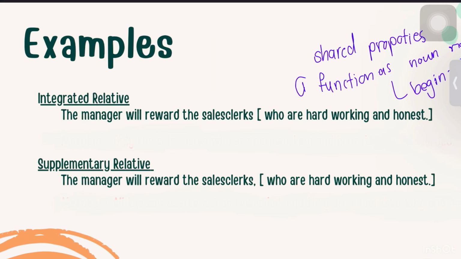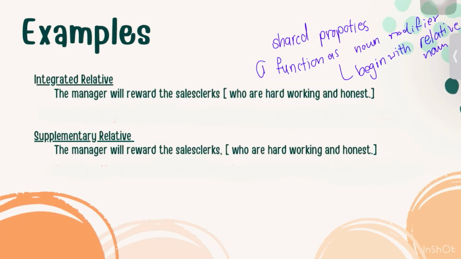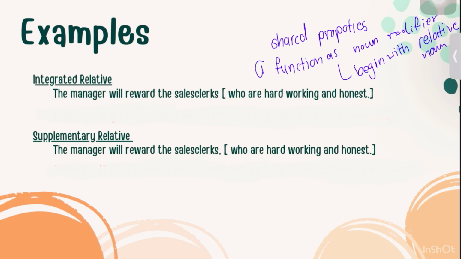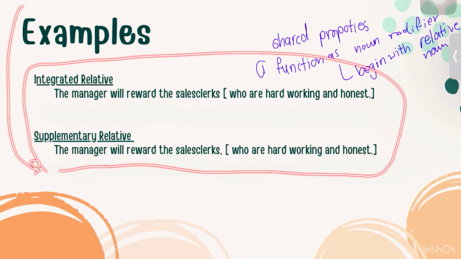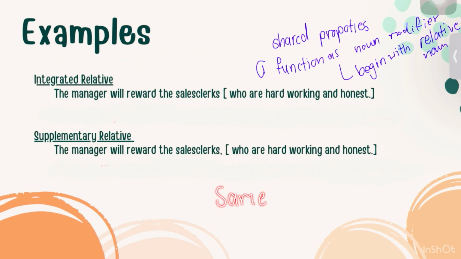The sentence is, the manager will reward the sales clerk who are hardworking and honest. The second is the same. The manager will reward the sales clerk, who are the hardworking and honest. What is the difference between it? Okay, it can seem like it's the same, but it's not.